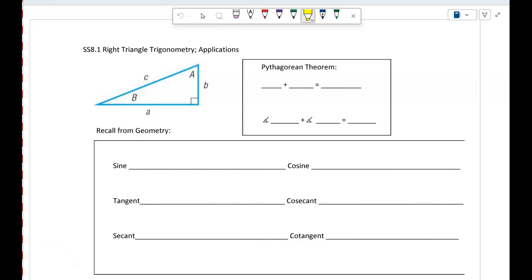All right, guys, we are starting our trig unit, okay? But before we start your unit circle, we're going to do a little bit of a review. And our review comes from section 8.1, and it's called the Right Triangle Trig, and then some applications.